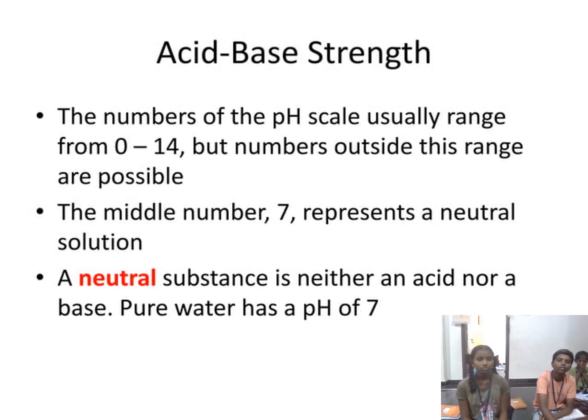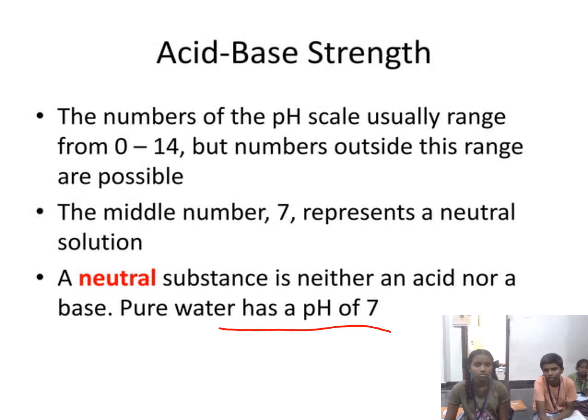Then next, the pH scale usually ranges from 0 to 14, but numbers outside this range are also possible. Generally, in the pH scale we show 0 to 14. 0 to 7 is acidic, 7 to 14 is basic, 7 is neutral. But beyond 14 is also acceptable and it is also there. Our range we consider zero, but that is also there. The middle number is 7, which represents a neutral solution. A neutral substance is neither an acid nor a base. Pure water has a pH of 7.